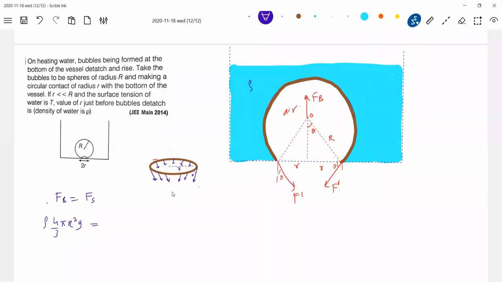Okay, let's come for this. Force due to surface tension. The surface tension is T, times 2 pi r, into, so what shall we write? Sine theta. Sir, why sine theta?